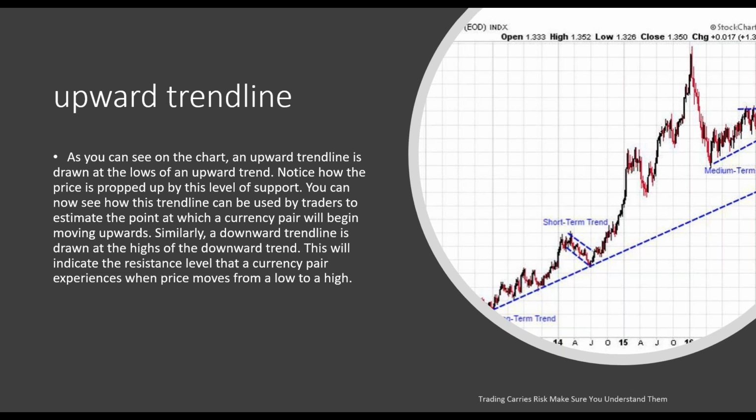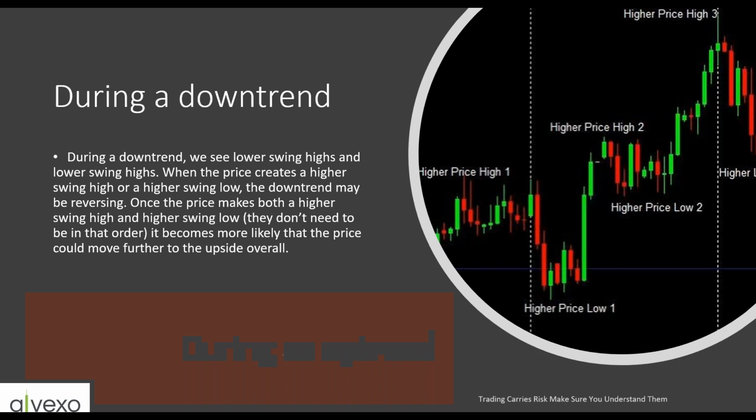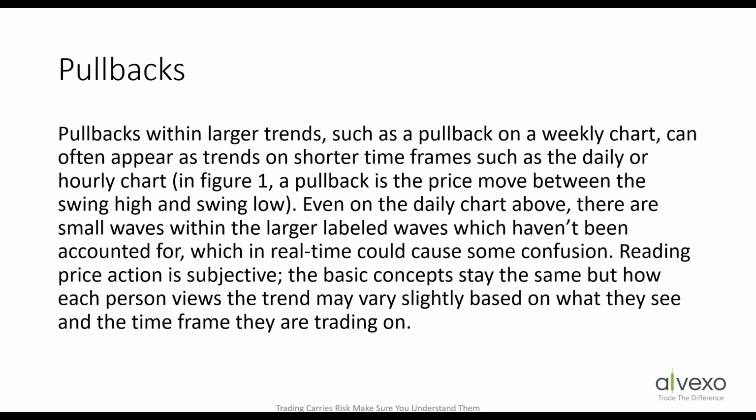So as you can see, an upward trend line is drawn at the lows of an upward trend. Notice how the price is propped up by this support level. During an uptrend, we see a progression of swing highs and swing lows. When the price creates lower swing highs or lower swing lows, the trend is potentially in jeopardy. During a downtrend, we see lower swing highs and lower swing lows. When the price creates a higher swing high or a higher swing low, the downtrend may be reversing.